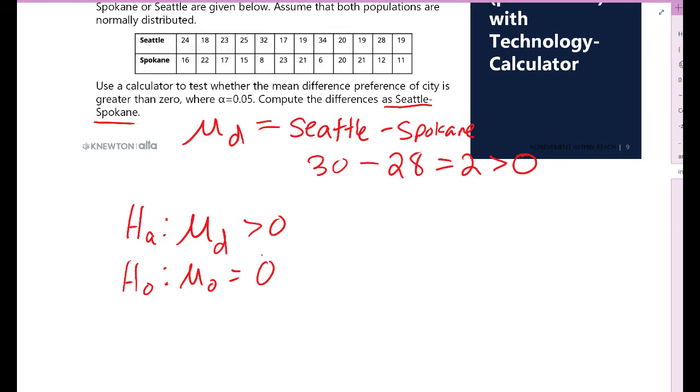What you're going to do is first take your paired data set. That means you're going to plug the Seattle data set into L1 and the Spokane data set into another list in your calculator, L2. It's very important that your data is paired, meaning the first entry for L1 is 24, the second entry needs to be 16. They have to match up exactly.